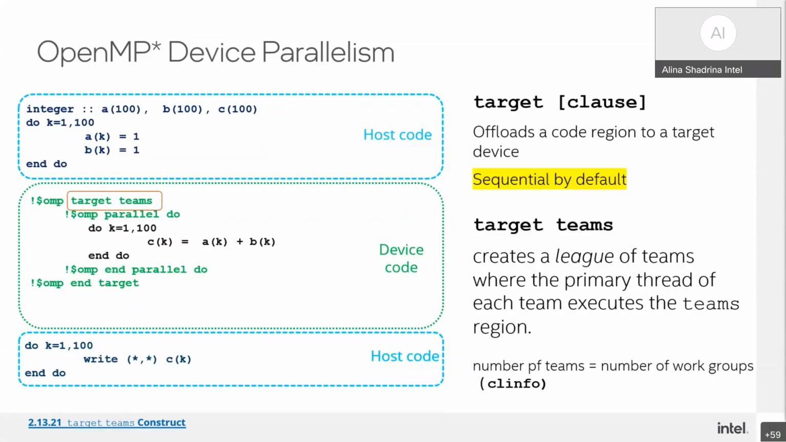And so, one question here: how do we determine how many teams we can create on our device? I would recommend using the clinfo tool, which is delivered in oneAPI, or you can install it. When you run clinfo, find your GPU and check the number of work groups. And this is the answer: how many teams you can use for your GPU.